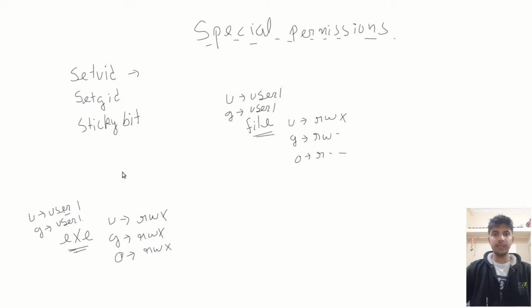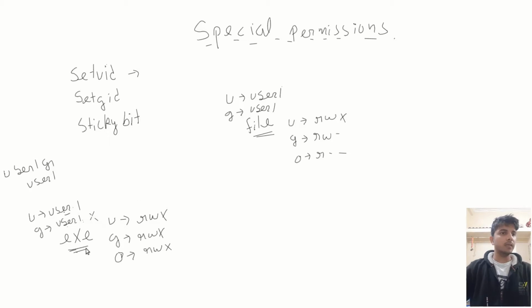Now before jumping to the terminal, let's first try to understand these permissions, starting with the setuid permission. Let's say that we have a file with the name exe and the owner of this file is user1. It also belongs to a group that is user1. You can suppose that the user1 group has only one user right now, that is user1. This is basically the default group, so you can ignore it for right now.